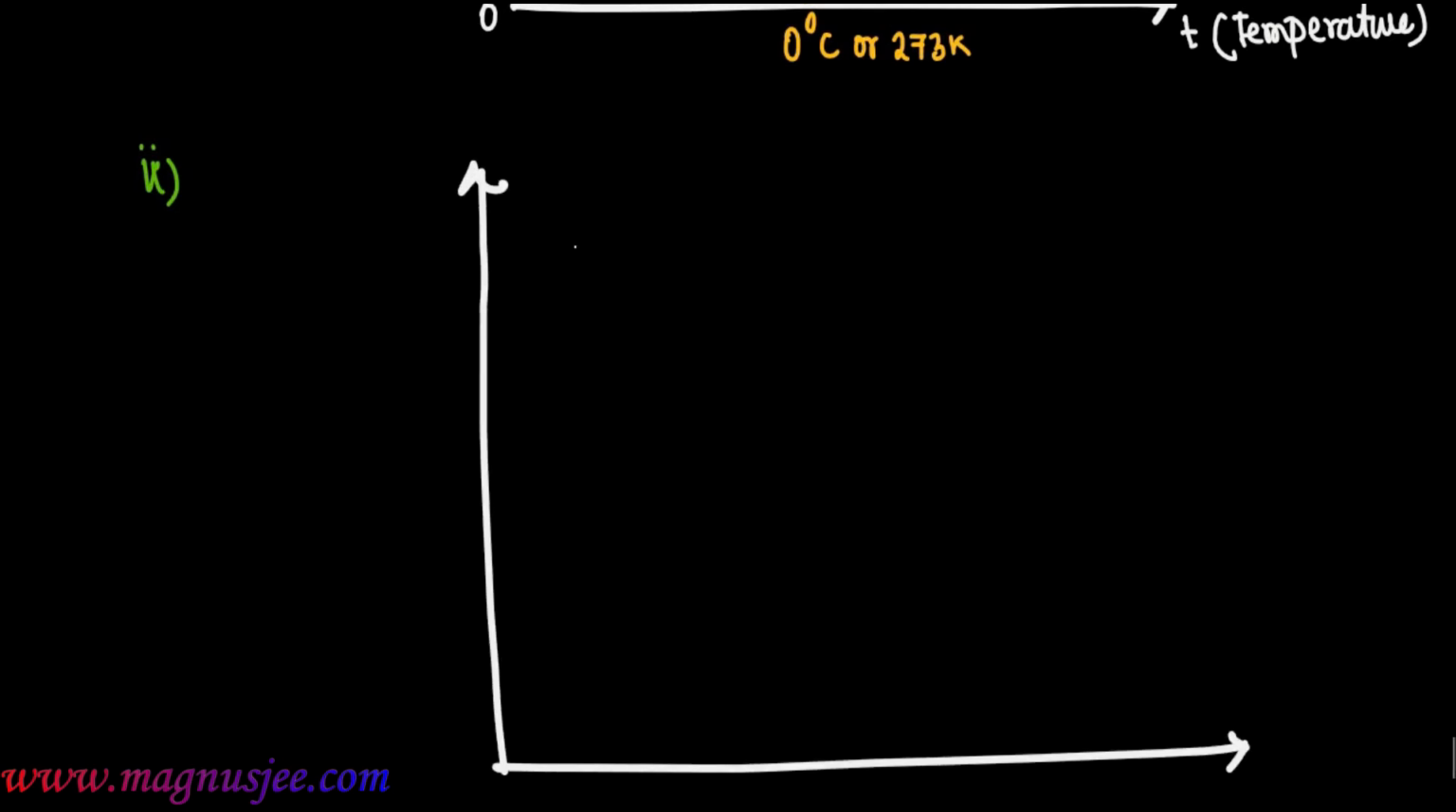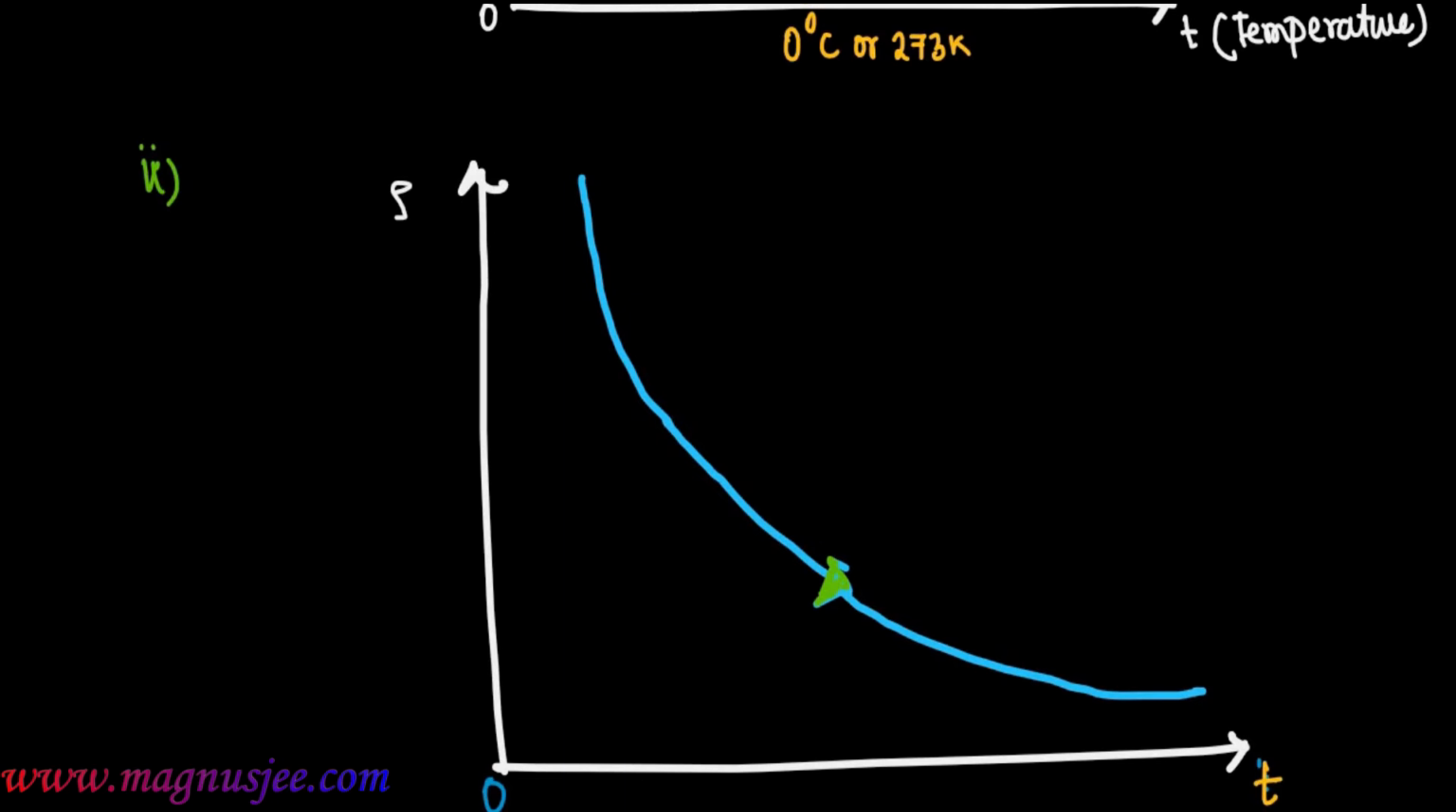Number 2, we have to plot the resistivity versus temperature graph for a semiconductor. Rho is the resistivity and T is the temperature. Resistivity of a semiconductor decreases exponentially with the rise in temperature. Here the resistivity decreases according to this exponential graph. That means if temperature is increased, the resistivity of the semiconductor decreases exponentially.